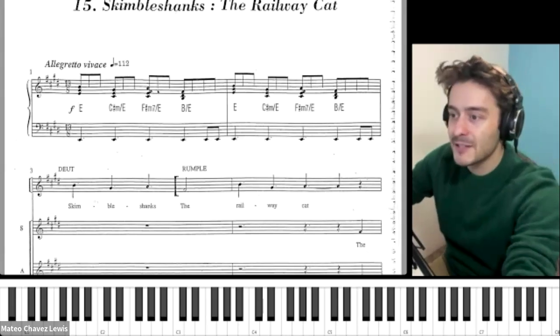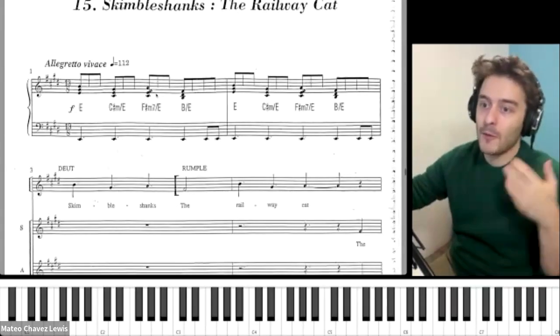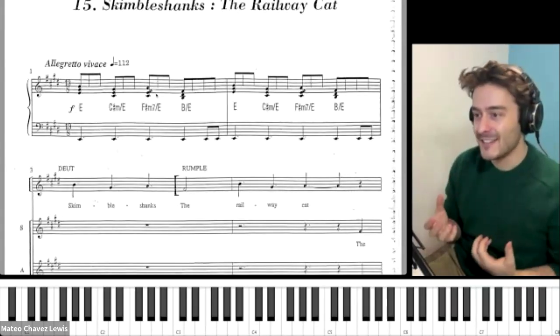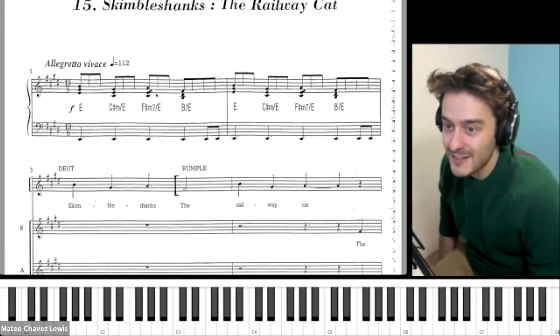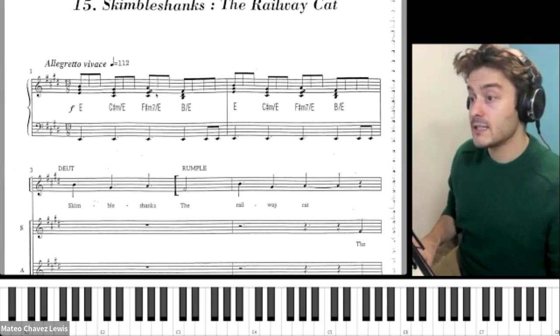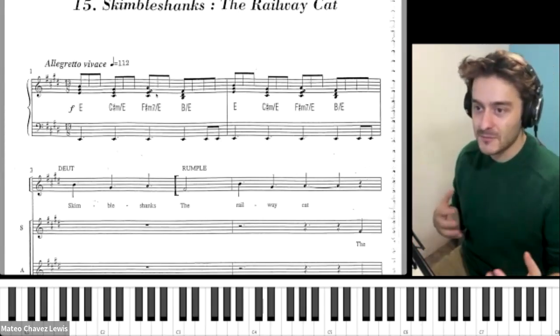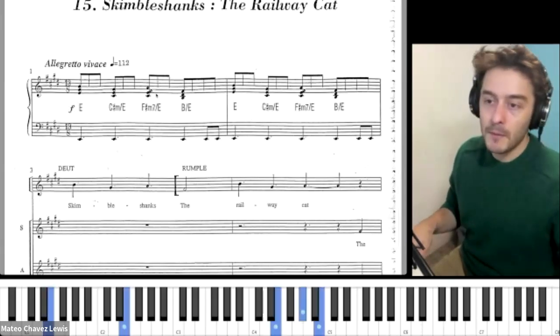Because it's a weird time signature, it means that the rhythm is really weird, which makes it fun to choreograph and dance to. So it's really smart to use some interesting time signatures in a show that is largely a dance musical, because it gives the choreographer all of these interesting rhythms to play with in the movement.